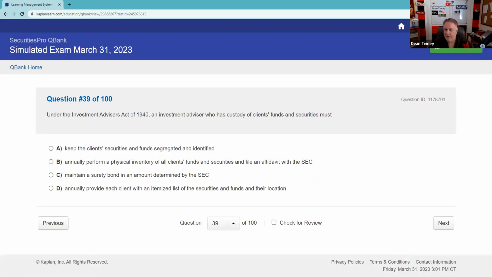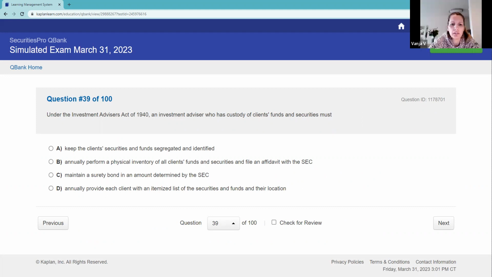Under the Investment Advisers Act of 1940, an investment advisor who has custody of clients' funds and securities must keep the client securities and funds segregated and identified, annually perform a physical inventory of all clients' funds and securities, and file an affidavit with the SEC. Well, they don't do it, the outside group does it. Maintain a surety bond in the amount determined by the SEC. Annually provide each client with an itemized list of the securities and funds and their location.